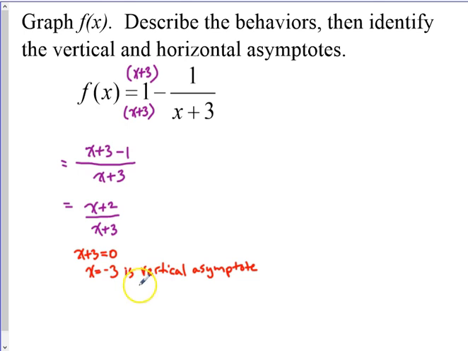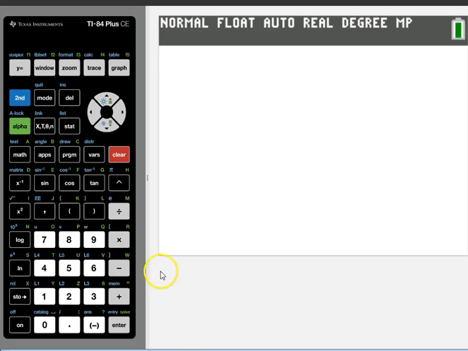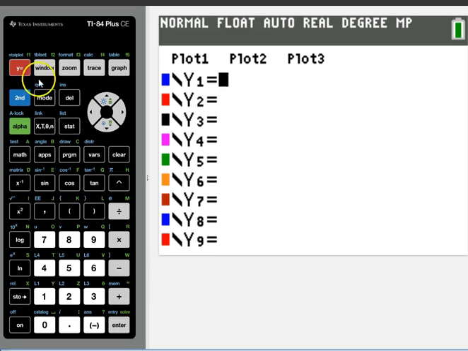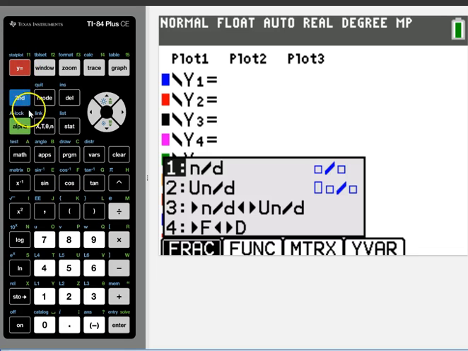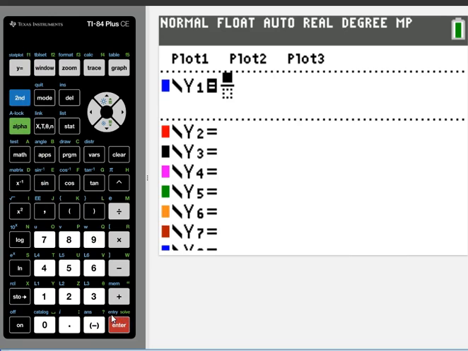Okay. So at this point, let's head over to our graphing calculator if you have one. If you don't have one, you could use Desmos. And let's enter our transformed function into the y equals. So we'll go x plus 2 over x plus 3.